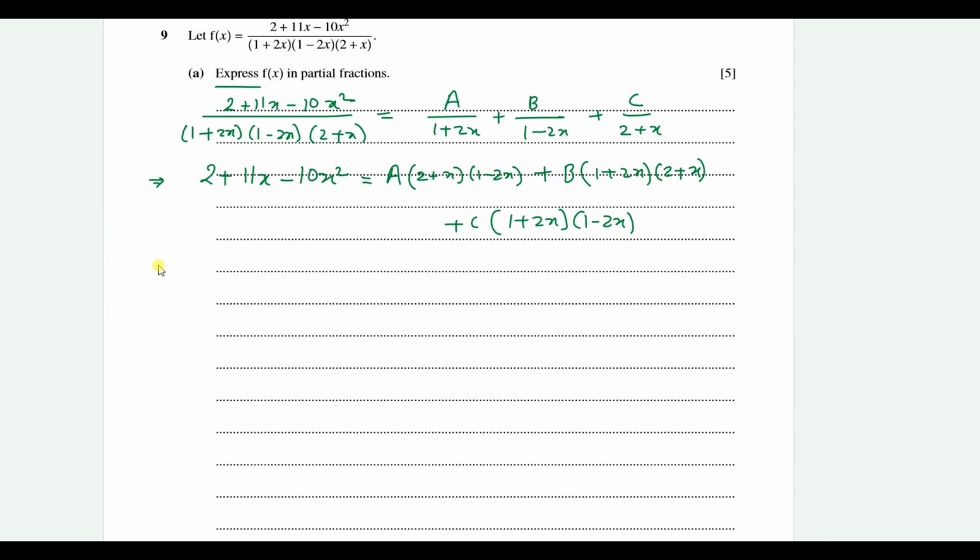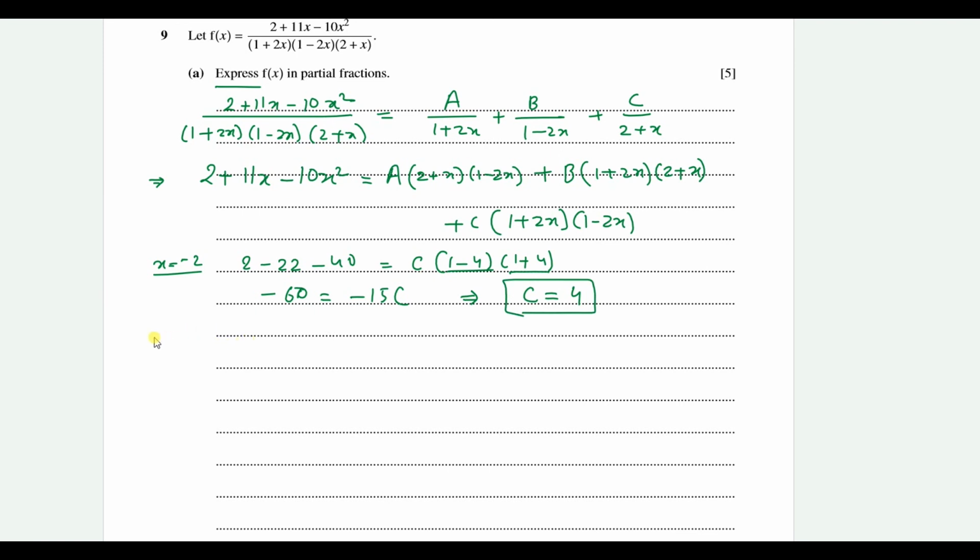So let's put x is equal to minus 2 so that we can get rid of these two terms. So x is equal to minus 2 will give you 2 minus 22 minus 40 is equal to, this is gone, 0. So C times (1 minus 4) into (1 plus 4), or it is 2 minus 22, it is minus 20 and minus 40 it is minus 60 is equal to minus 3 times 5, minus 15C, which will give you C as 4. We have C as 4 now.